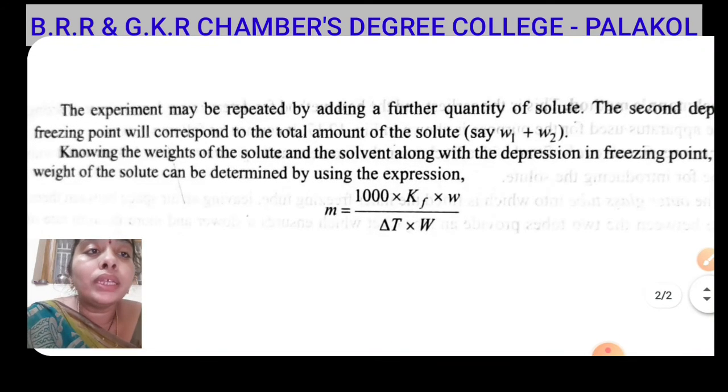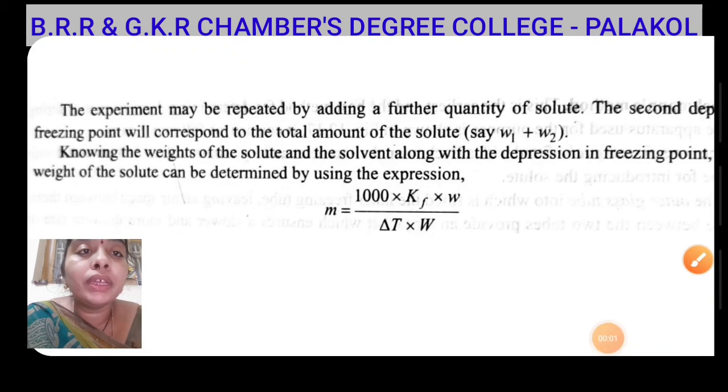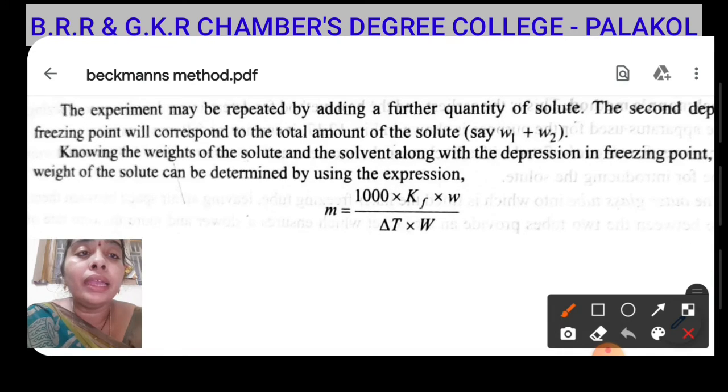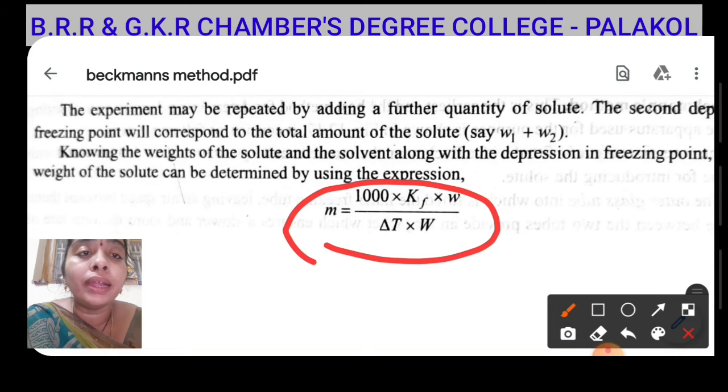To determine the weight of the solute in grams, and knowing the weight of the solvent, we can calculate the molecular weight of the non-volatile solute using this formula. Knowing the weights of the solute and the solvent along with the depression in freezing point, the molecular weight can be determined by using this expression. In this formula, m equals the molecular weight of the non-volatile solute.